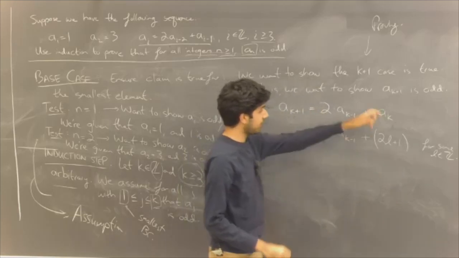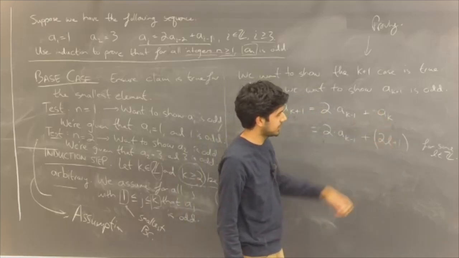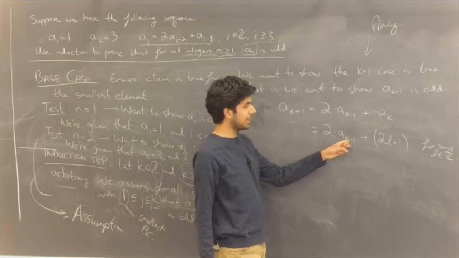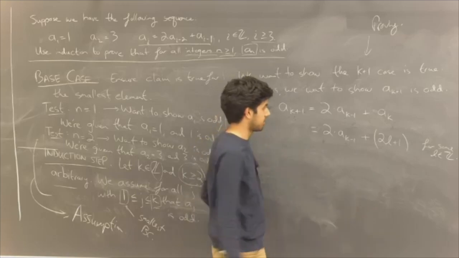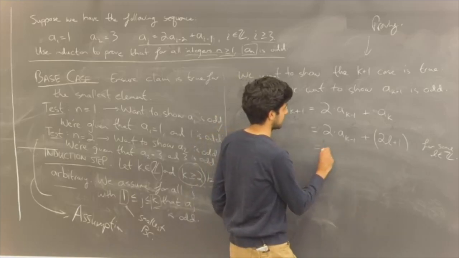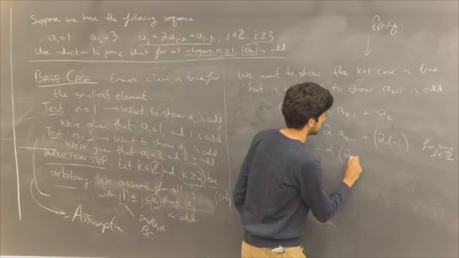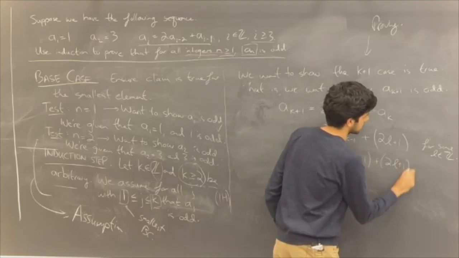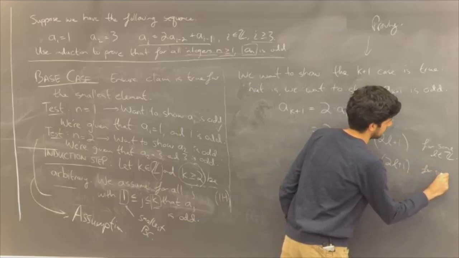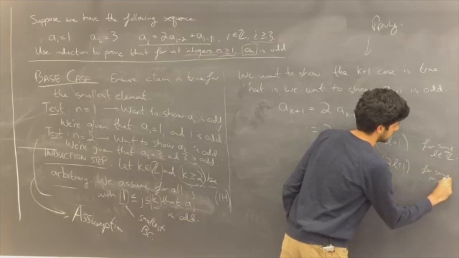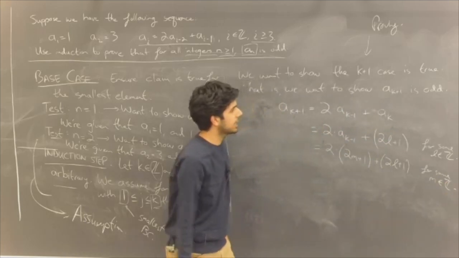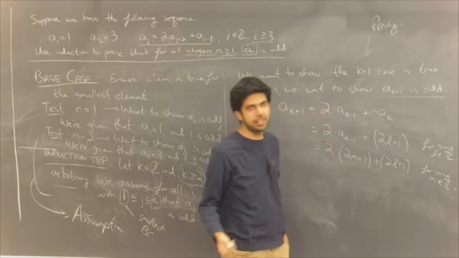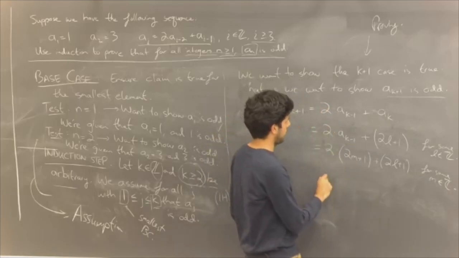So this is fine. We can still substitute 2l plus 1 for a sub k, because we've assumed that in the hypothesis. But now we're also assuming a sub k minus 1 is an odd integer. So I'll do the same thing. This is 2 times 2m plus 1 plus this 2l plus 1 for some integer m. And again, we're trying to show that a sub k plus 1 is odd. So we just have to write it in the odd number form.